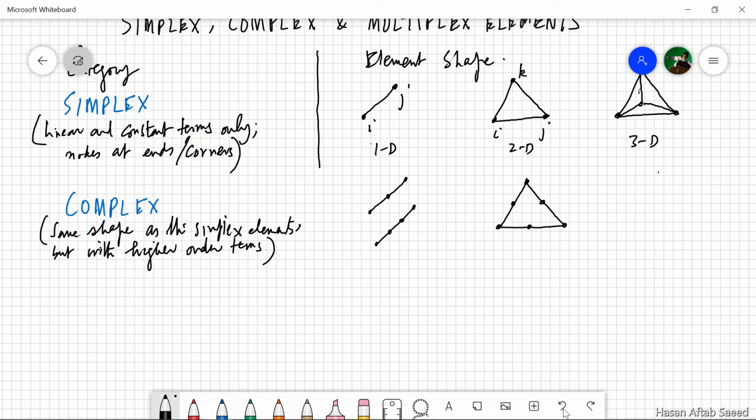And when it comes to 3D, again we just saw this higher order tetrahedron. Same shape as the simplex element, but to accommodate more terms, there are more nodes, and the nodes must equal the number of coefficients to be calculated, and the number of those coefficients depends on the order of the polynomial. So we have just seen this one as well. Now these are two categories. What about the third one? What is multiplex?